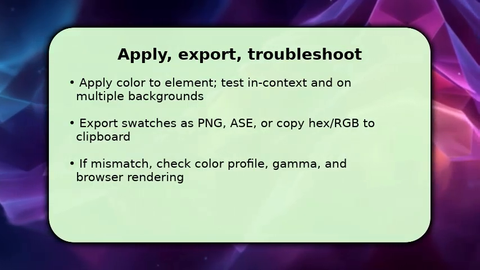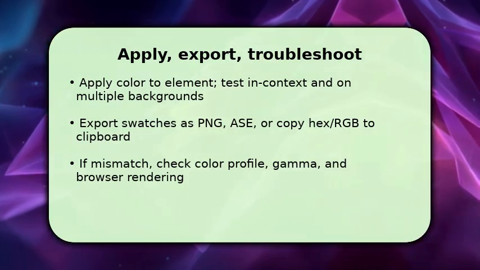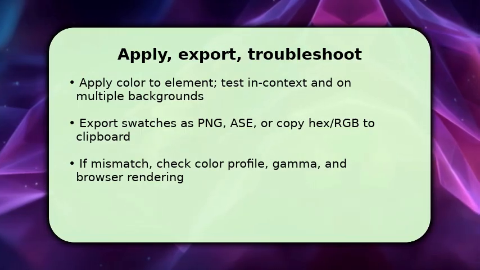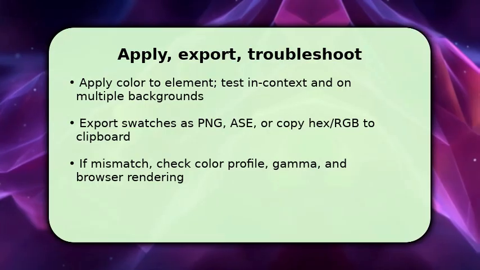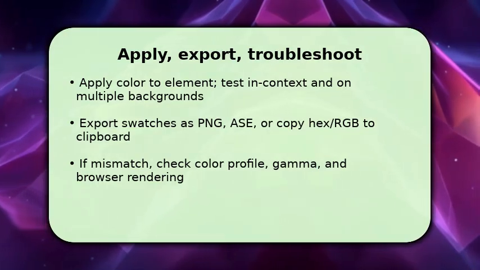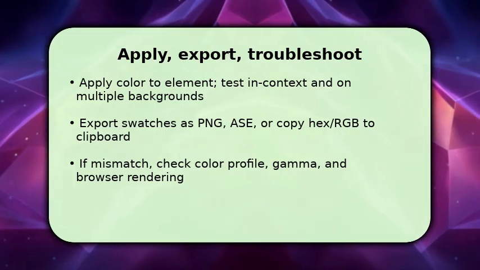If colors look off later, compare color profiles and gamma settings. Mismatches between sRGB and other profiles cause shifts. Also verify browser or app rendering and clear caches. If sampling fails, recalibrate your display or resample from a high-quality source for accurate results.